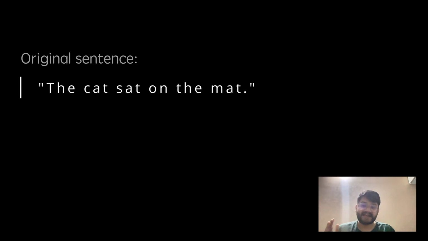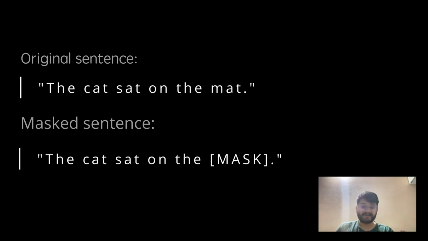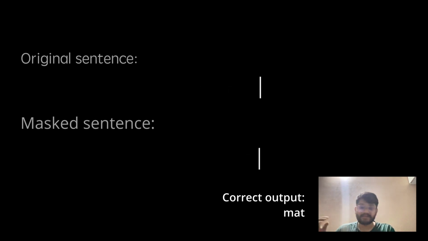How MLM works. During training, random words in the sentence are masked. That means they are hidden. For example, we have an original sentence, the cat sat on the mat. So after masking, the masked sentence becomes the cat sat on the mask. The word mat is now masked in the masked sentence. The model must predict the missing word. So the correct output should be mat.